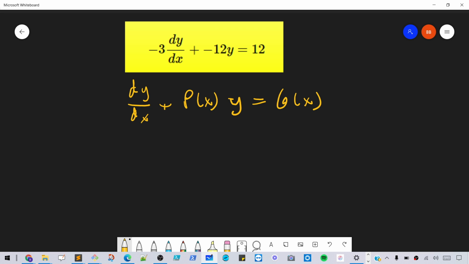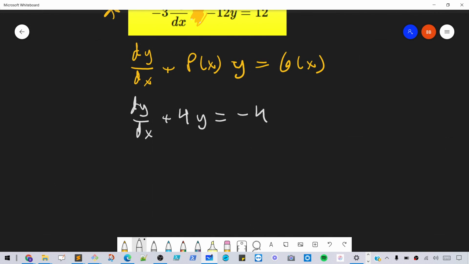So what I need to do is take this equation up here and divide it by -3. And we're going to have dy/dx. Oh, that's kind of terrible to have plus minus together like that. All right, I'm going to overlook that. Okay, we divide by -3 and we get plus 4y equals -4.